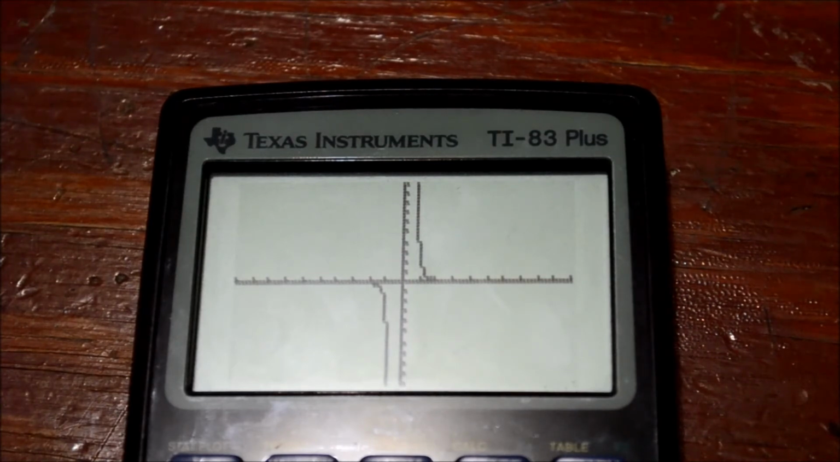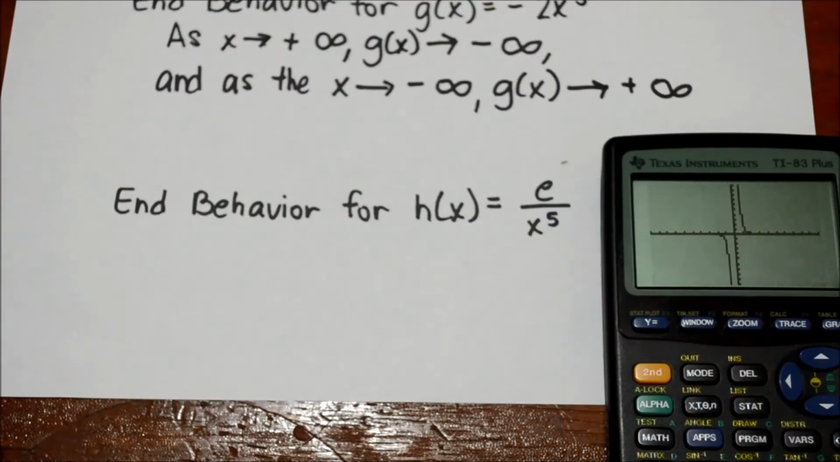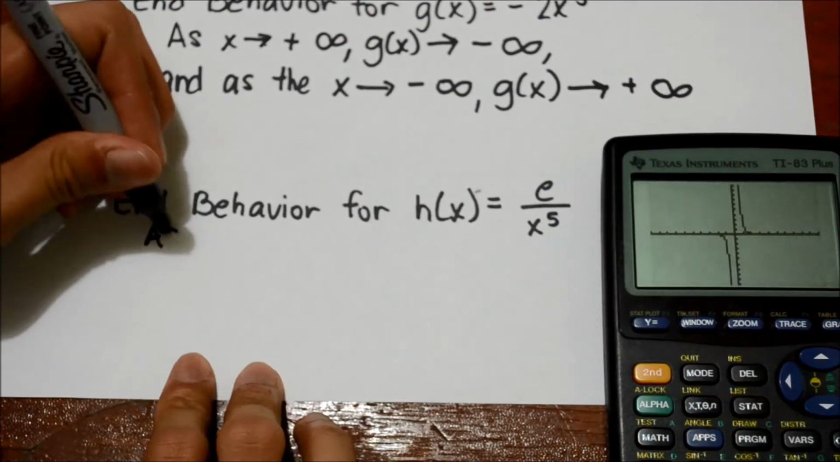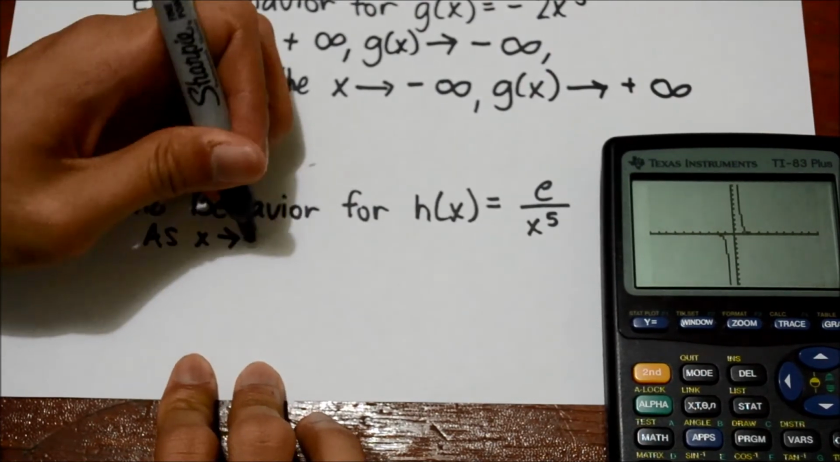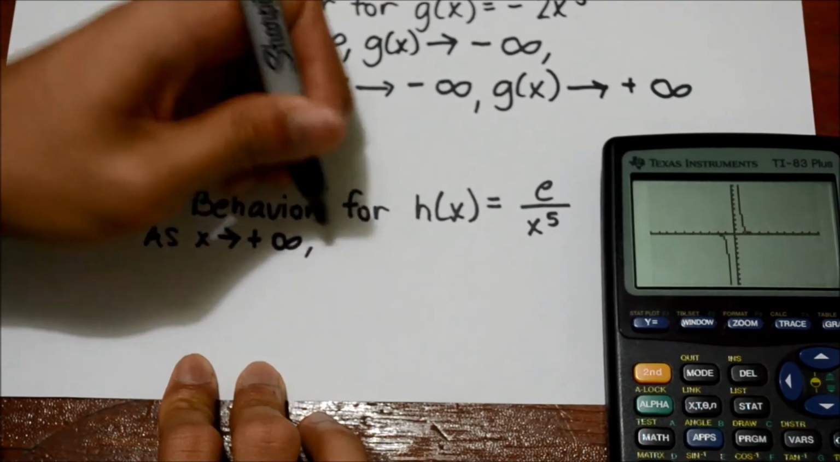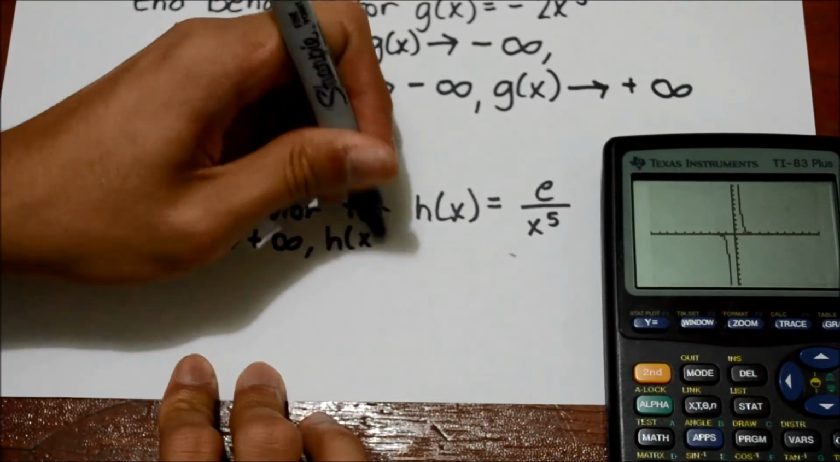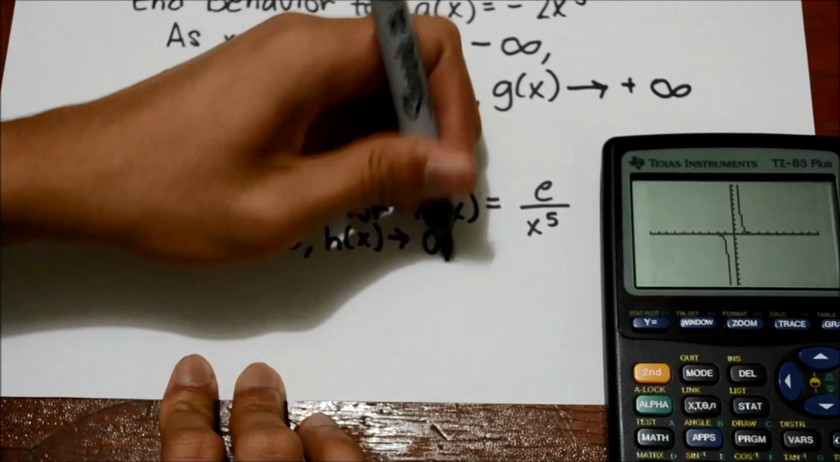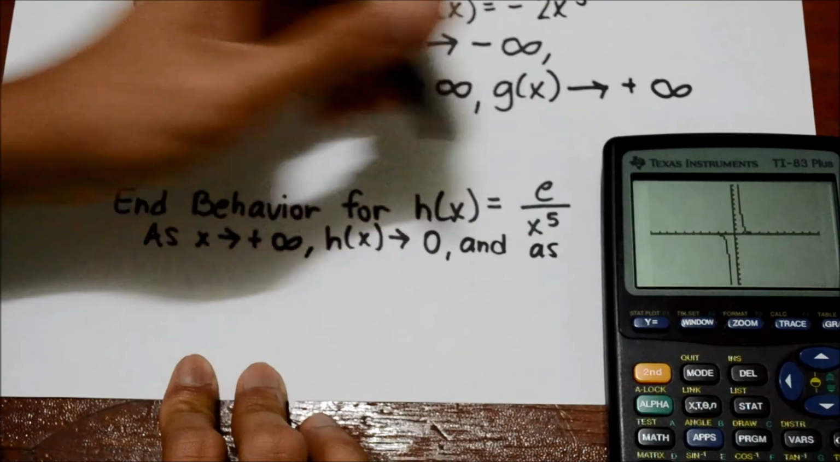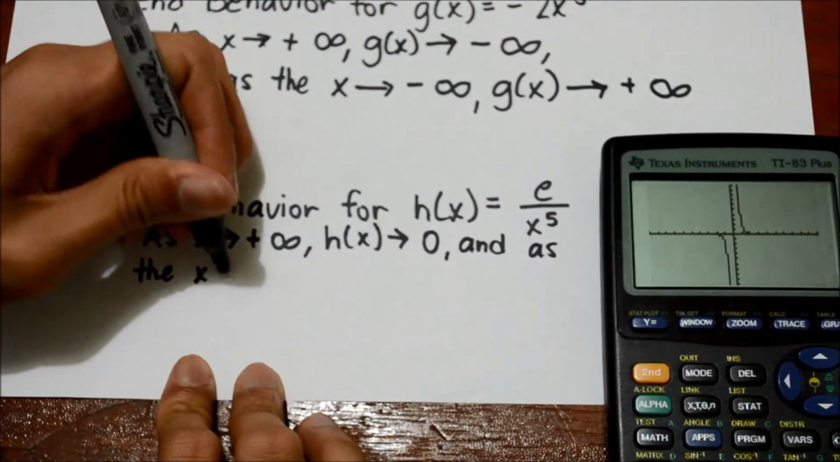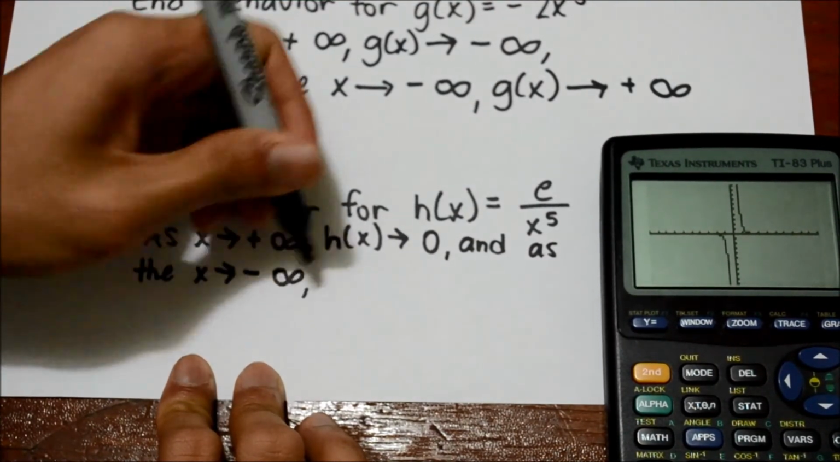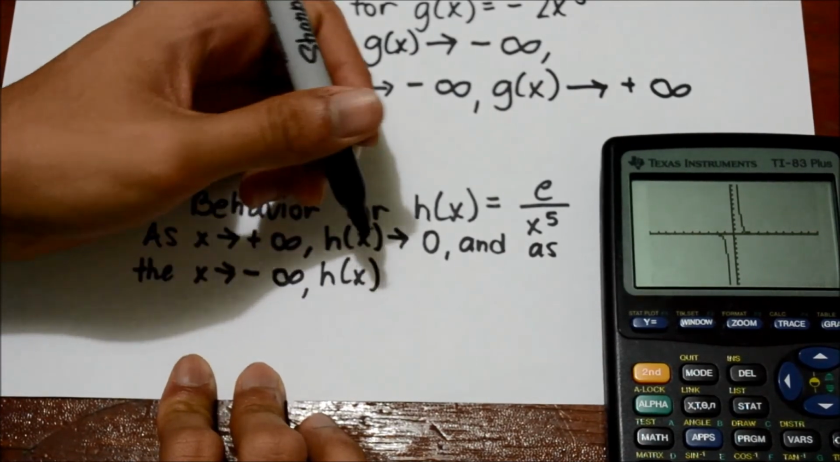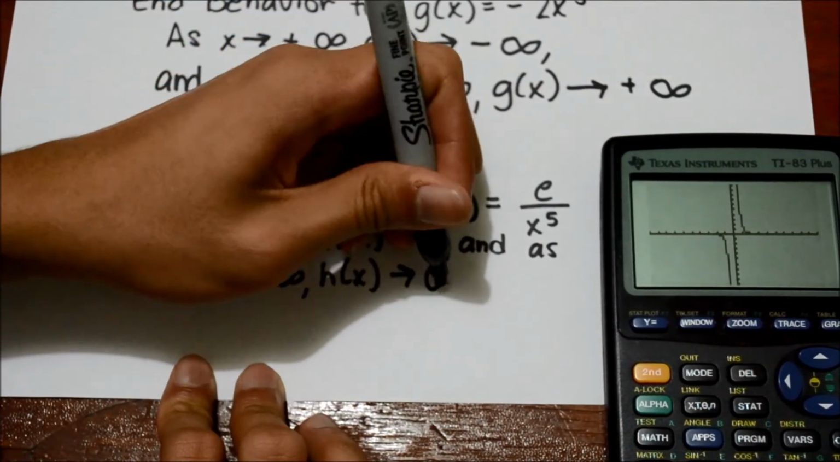You can see that the graph is a hyperbola with two curves facing diagonally. We can determine the end behavior of this graph function. So the end behavior is as the x values reach positive infinity, the values of h of x reach 0, and as the x values reach negative infinity, the values of h of x reach 0 again.